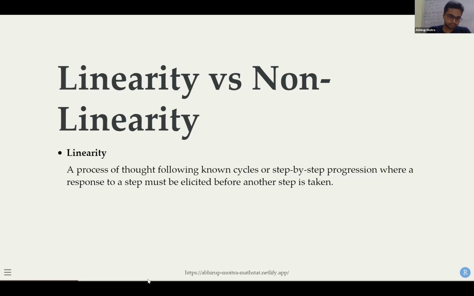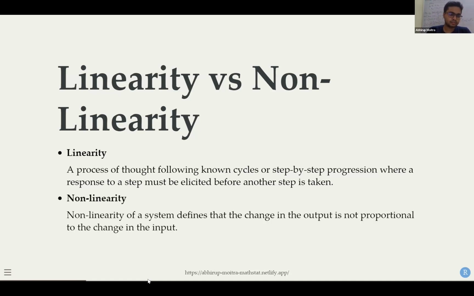From here comes the definition that the nonlinearity of a system means that the change in the output is not proportional to the change in the input. So nonlinearity is a term.